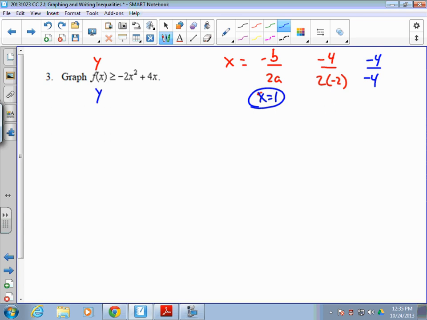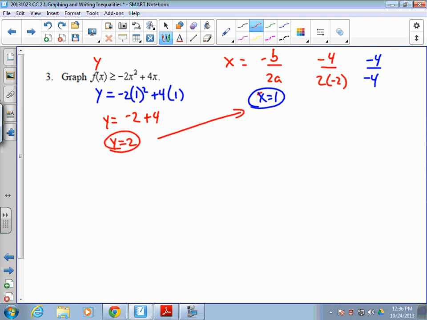So y, and we'll call this equals for a second, equals negative 2 times our new x value, 1, squared plus 4 times, again, our new x value, 1. 1 squared is 1 times negative 2 is negative 2. 4 times 1 is plus 4. Y equals negative 2 plus 4, or y equals 2. So when our x value is 1, our y value is 2. So our vertex is going to be 1, 2.